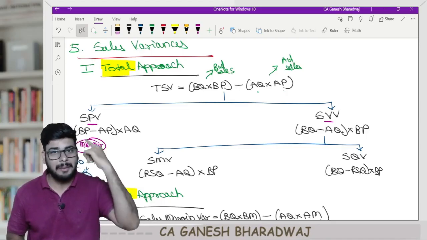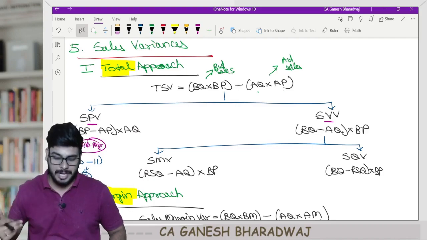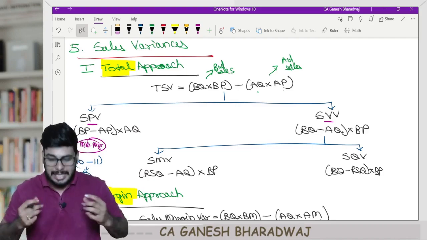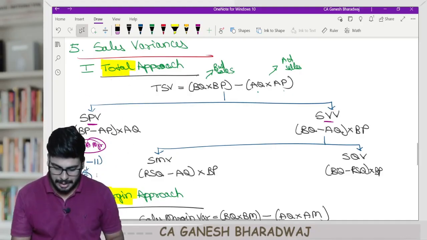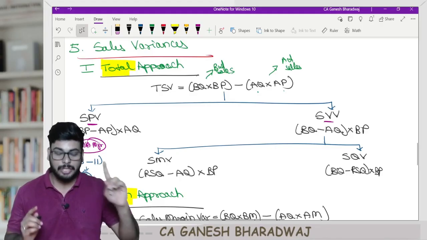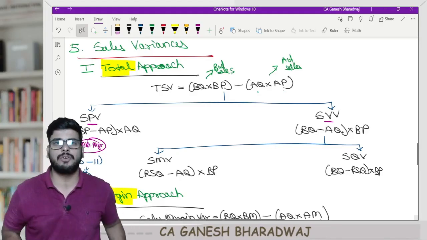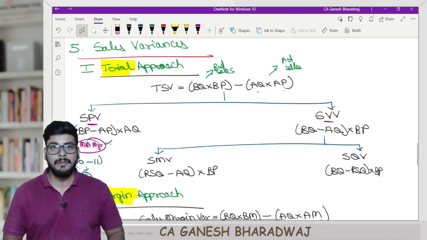So every unit I planned to sell at 10 rupees, but my marketing manager has done a good job and is able to sell it at 11 rupees. It's a benefit for me. The variance that increases your profit should be a favorable variance. In this case, it's a favorable variance. So budgeted price minus actual price into actual quantity. Why? Because the quantity decision is not taken by the marketing manager.